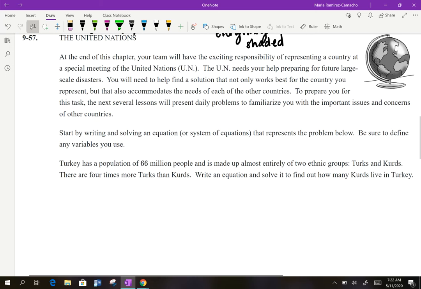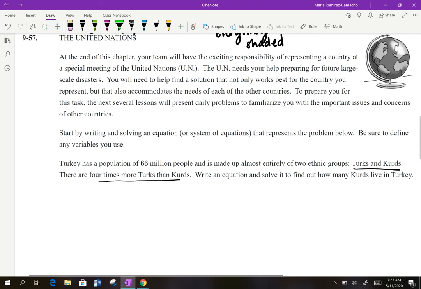Okay, so a little bit of practice of chapter 4 stuff. Let's see. Turkey has a population of 66 million people and is made up almost entirely of two ethnic groups, Turks and Kurds. There are 4 times more Turks than Kurds. Write an equation and solve it to find out how many Kurds live in Turkey.